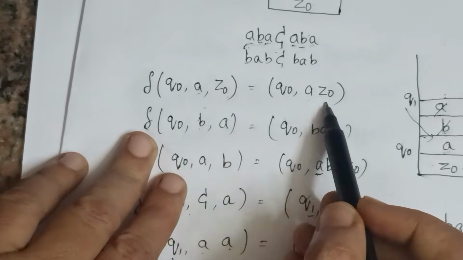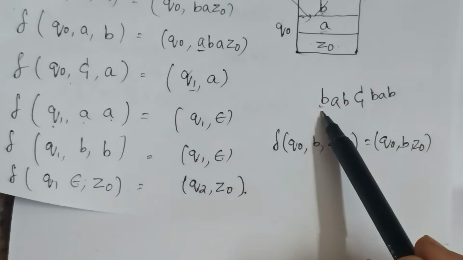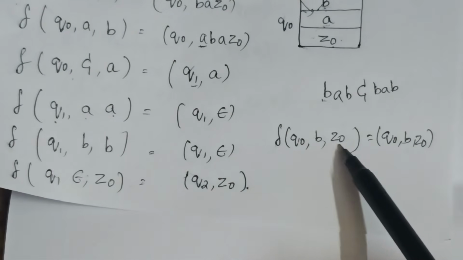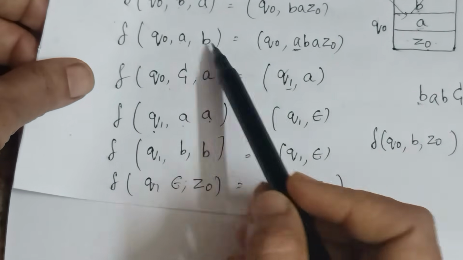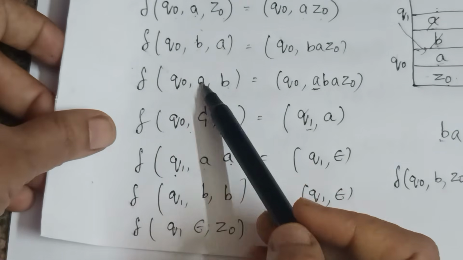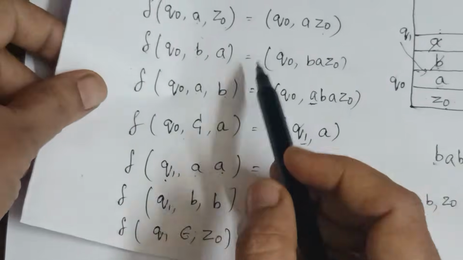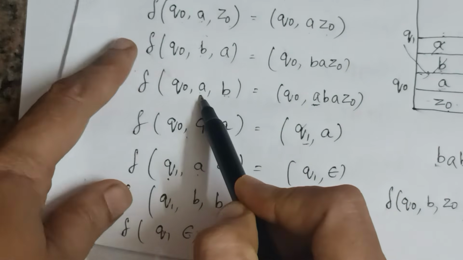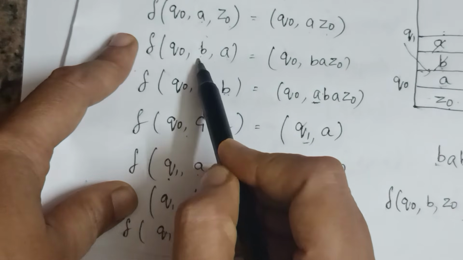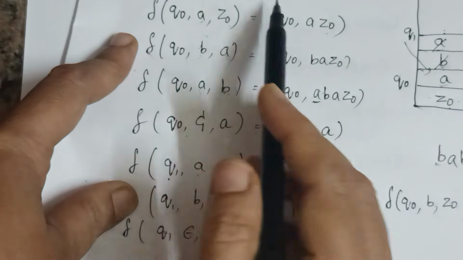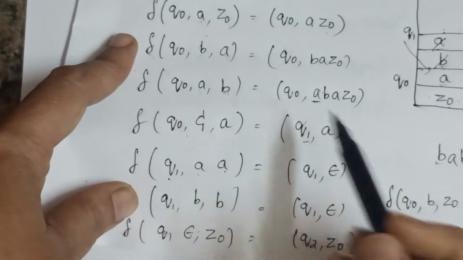If it is A, this transition will work. If it is B, then this will be done. So if B is the first symbol, then for Z0, first B should be pushed. Then if B is top of the stack, if I push A, it needs to be read. So that will be done by these two transition functions. So first B is pushed. Then if B is top of the stack, if I push A, then A will be the top of the stack. If A is the top of the stack, if I push B, then B will be the top of the stack. Like that, all A's and B's are pushed into the stack by using these four functions.